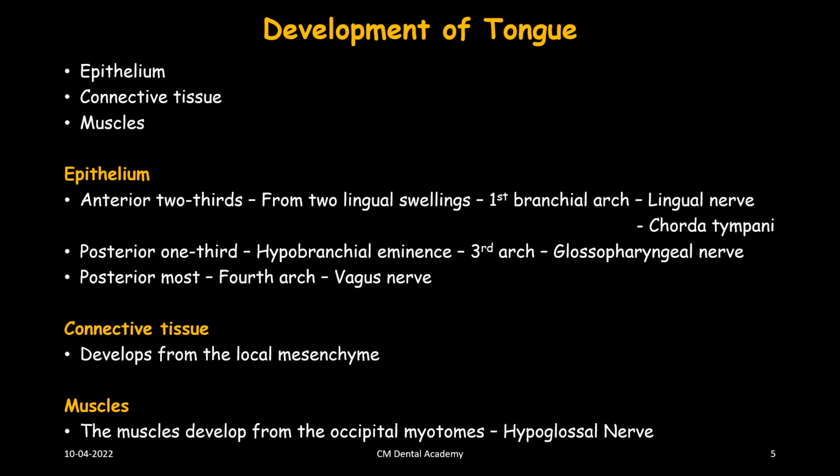The epithelium of the anterior two-thirds of the tongue is formed from the two lingual swellings, which is supplied by the first branchial arch. The posterior one-third is developed from the third pharyngeal arch. It is supplied by the glossopharyngeal nerve. And the posterior most part arises from the fourth arch, which is supplied by the vagus nerve. The connective tissue component of the tongue develops from the local mesenchyme, and the muscle components develop from the occipital myotomes, which are innervated by the hypoglossal nerve.